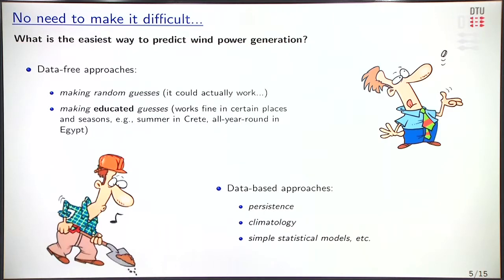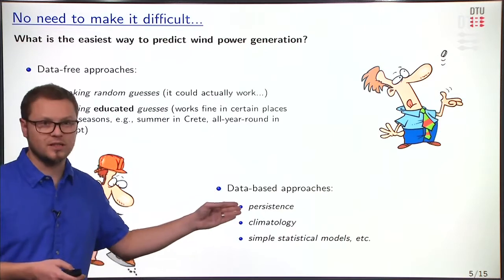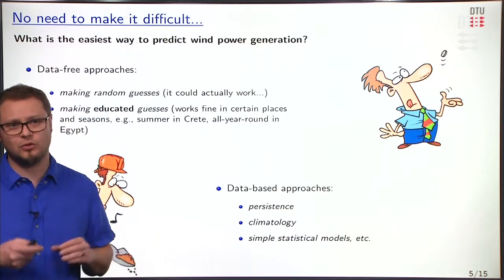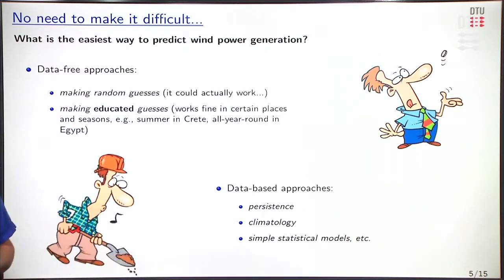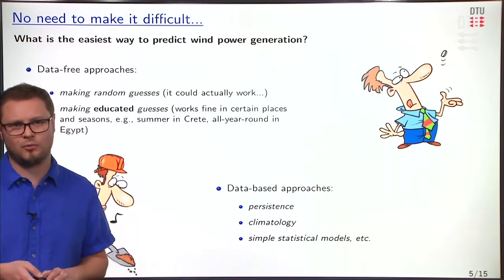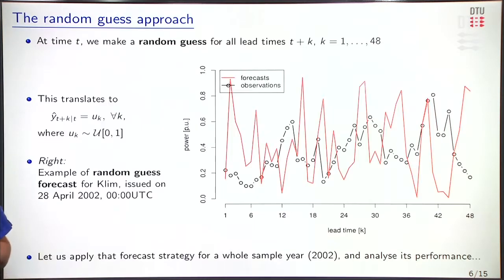Even though you can collect quite a lot of data, there are very easy ways to use this data to issue forecasts based on the idea of persistence and climatology, which are the two benchmark approaches we'll consider later, but also simple statistical models. So let's start with the random guess approach. At time t, we want to issue a forecast for lead time t plus k with k from 1 to 48, and for that we'll make random guesses.